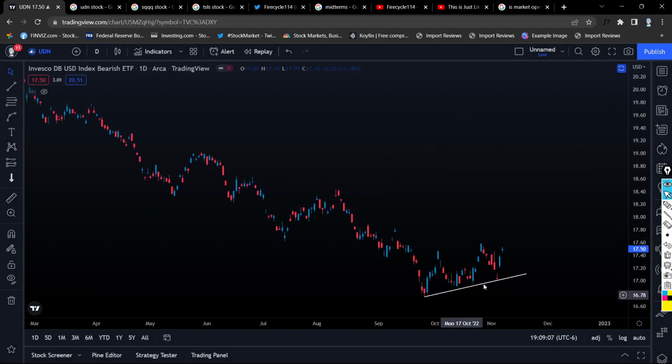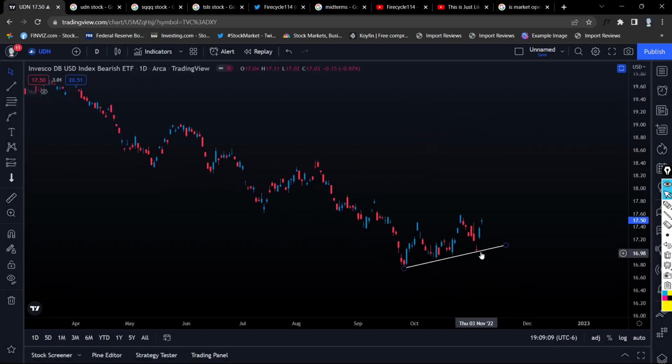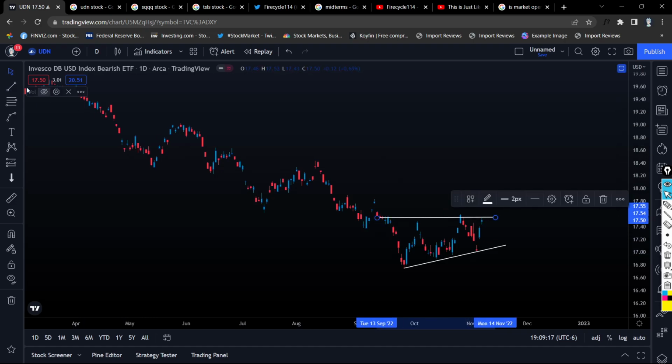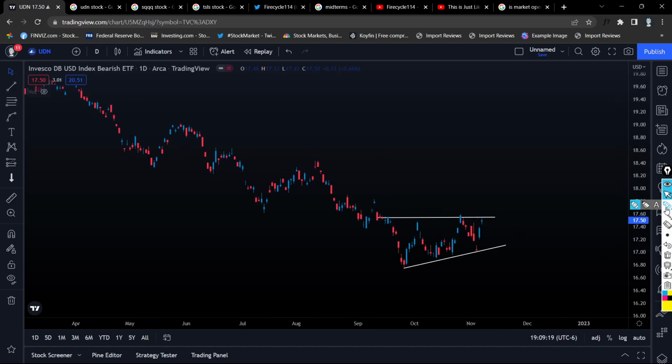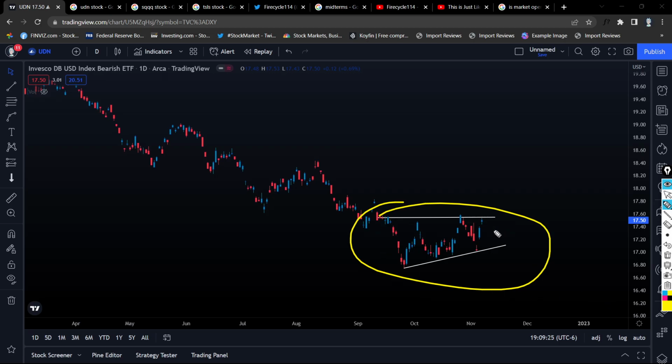This is our stop loss, below this level. Again, it's an inverse. I know it can be a little bit confusing. And not only that, if we actually take a look, we also have a nice ascending triangle formation going on here. So let me move this. We have a nice ascending triangle formation, and we have a level of resistance. So we need to break this level for UDN.